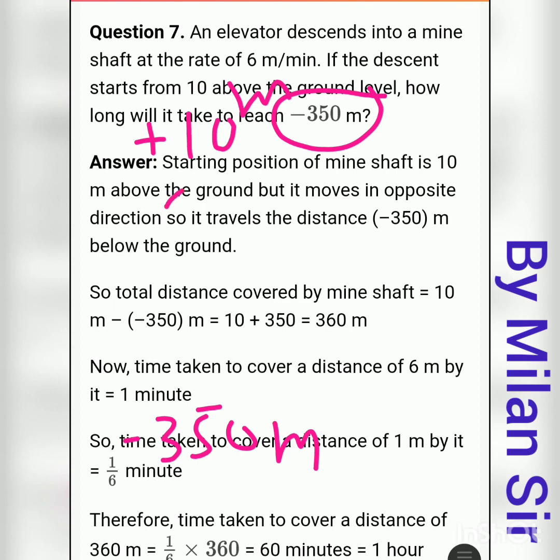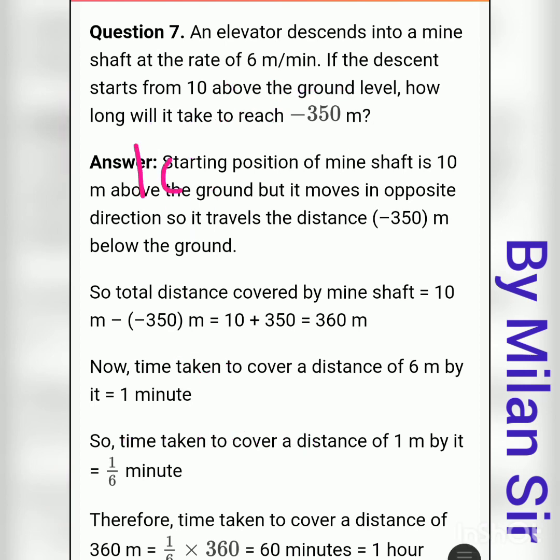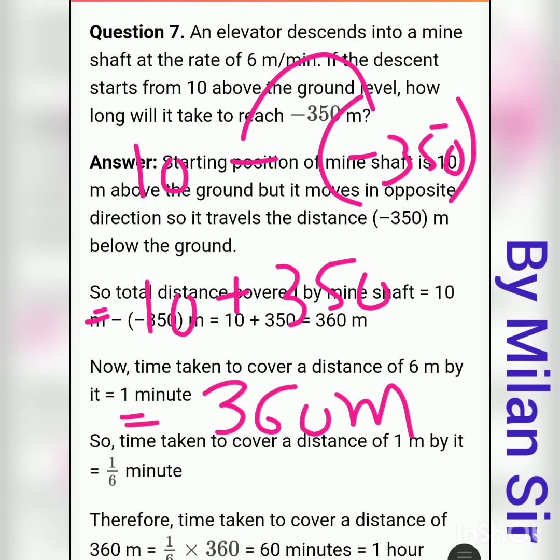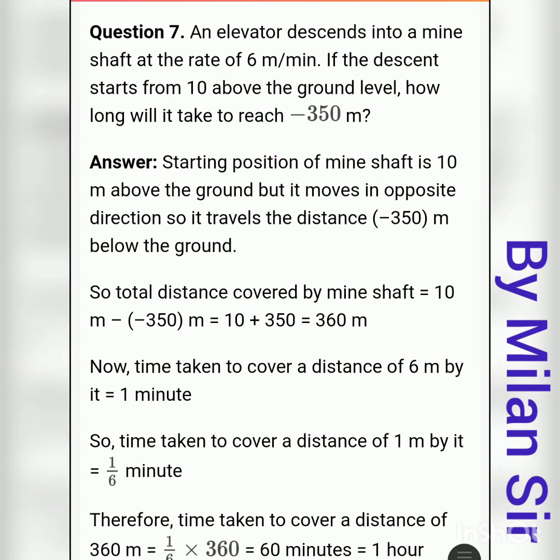First of all, we need to find the difference between these two numbers. Here 10 is there, here -350 is there. We need to find the difference, so we subtract these two numbers. So 10 minus minus 350 becomes plus 350, 350 plus 10, 360 meter. So the difference is 360 meter. That means we need to descend the shaft by 360 meter, because the difference between these two levels is 360 meter.